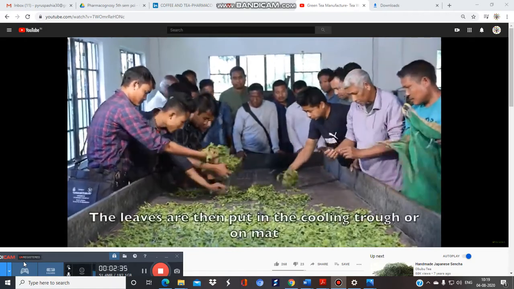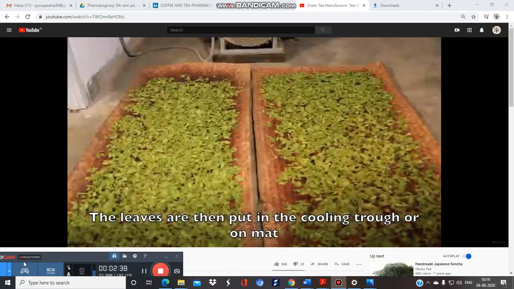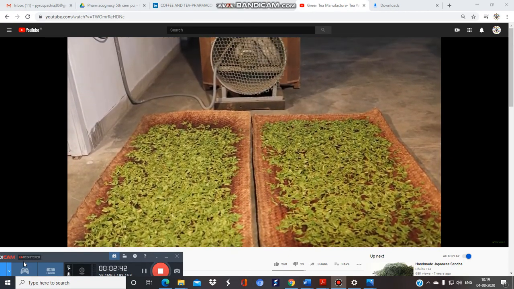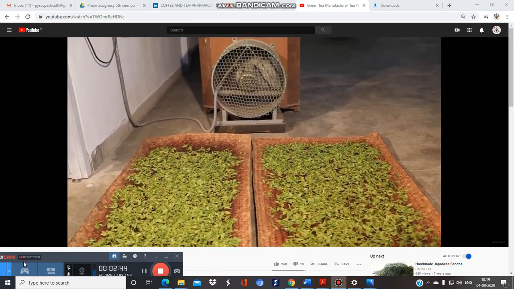After steaming you have to put your sample onto a mat so that it will dry, and the cooling process is initiated. So it was cooled on the mats. These are mats.